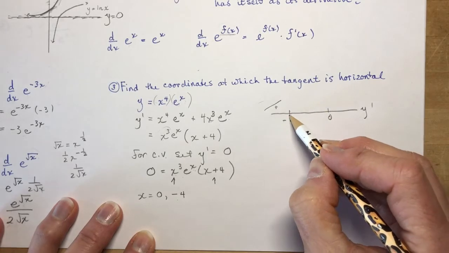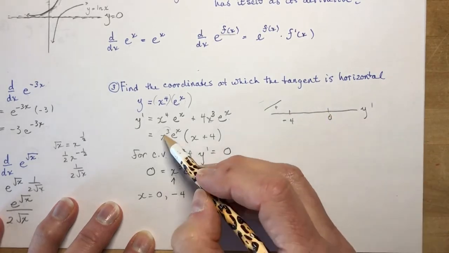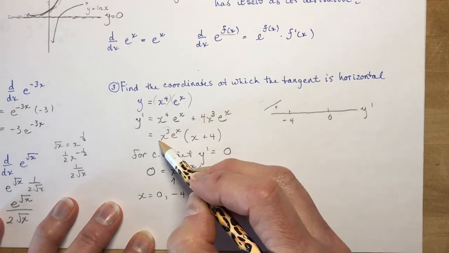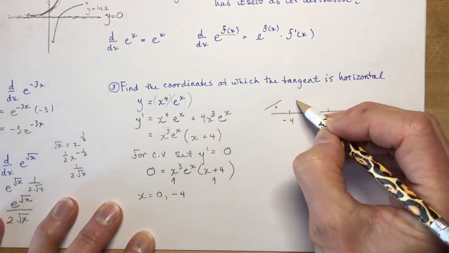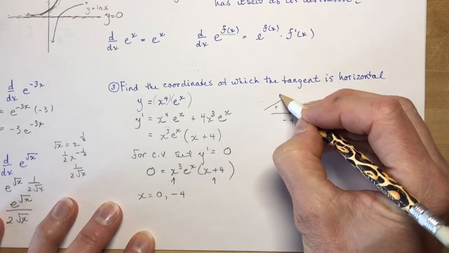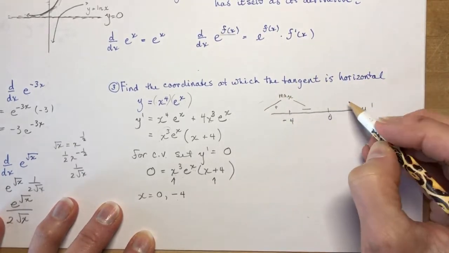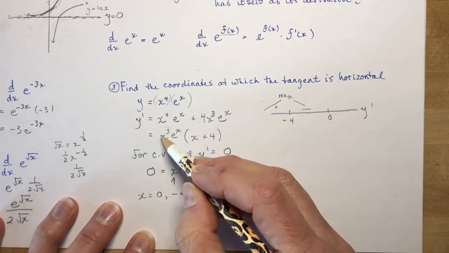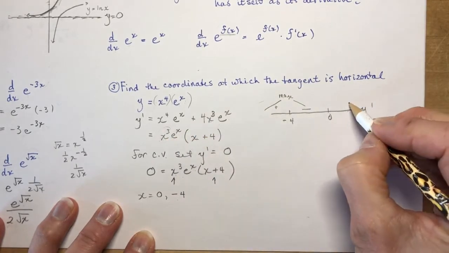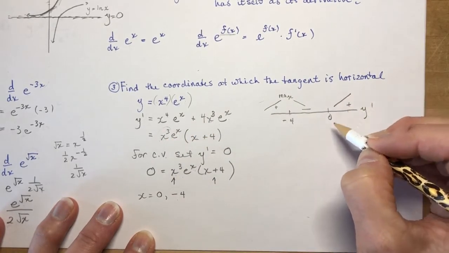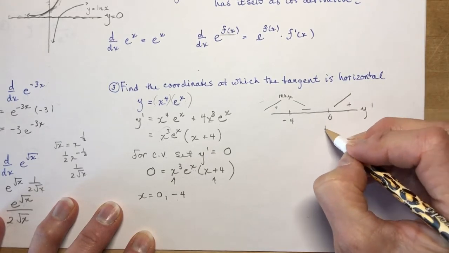And if I go between minus 4 and 0, I choose minus 1. So this would be negative, positive, positive. So that makes this negative. That shows we have a maximum here. And then if I go to the other side of 0 and I plug in positive 1, positive, positive, positive, everything's positive, I have positive slope, which means this will be a minimum.